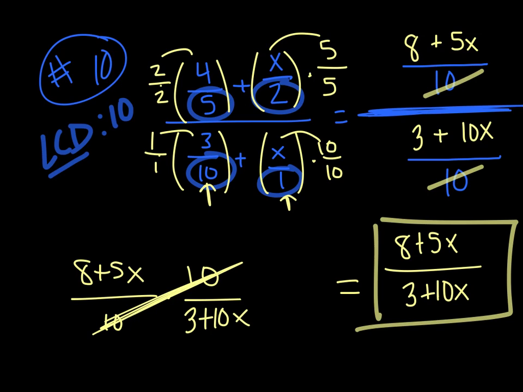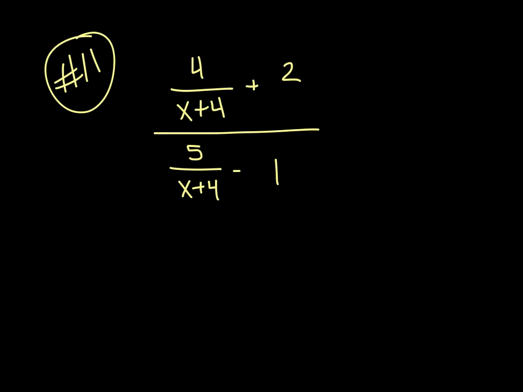So let's try another one. So in this problem here, we've got 4 over x plus 4 plus 2. That's your numerator. All over 5 divided by x plus 4 minus 1. So again, just to make my life a little easier, I'm going to put everything that's not a fraction over 1.